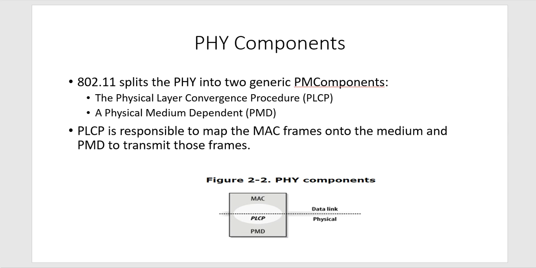Here, as we can see, this is the PHY. That is layer 1. This PHY layer consists of two generic components. Okay. The upper one is known as PLCP, that is nothing but physical layer convergence procedure. And the lower one is known as physical medium dependent, PMD. So this PLCP is responsible for mapping the MAC frames onto the medium, and PMD is to transmit those frames. They are the basic two parts.